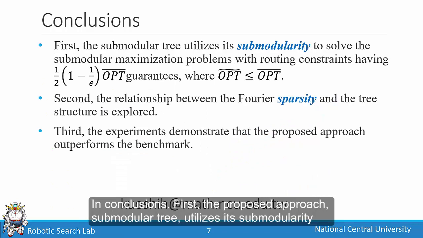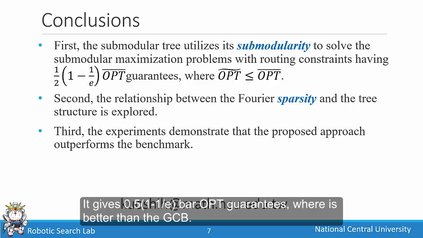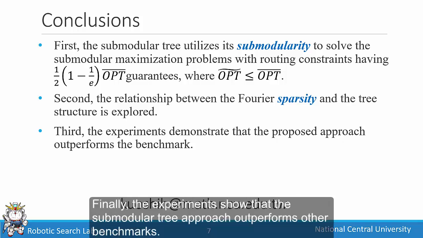In conclusion, first, the proposed approach, submodular tree, utilizes its submodularity to solve the submodular maximization problem with routing constraints. It gives us a half of 1 minus 1 over e times OPT bar guarantee, which is better than the GCB. Second, the sparsity of the submodular tree is explored. Finally, the experiments show that the submodular tree approach outperforms other benchmarks.